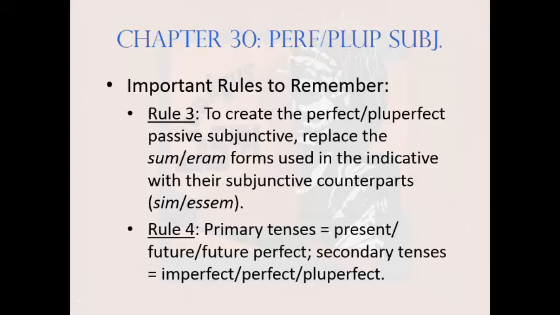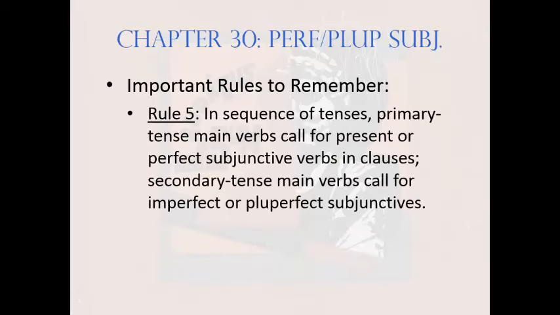Rule 4. Primary tenses are present, future, and future perfect. Secondary tenses are imperfect, perfect, and pluperfect. Rule 5. The rules for sequence of tenses call for a present or perfect subjunctive in a clause attached to a primary tense main verb, and an imperfect or pluperfect subjunctive in a clause attached to a secondary tense main verb.